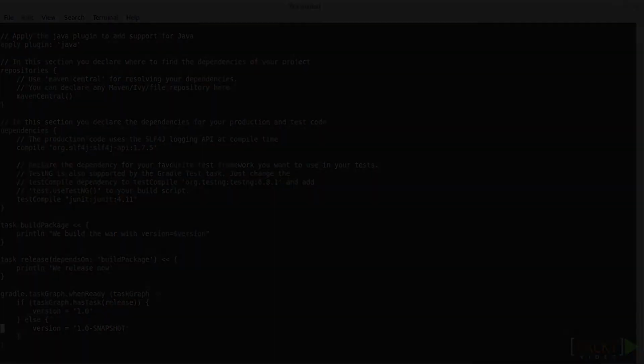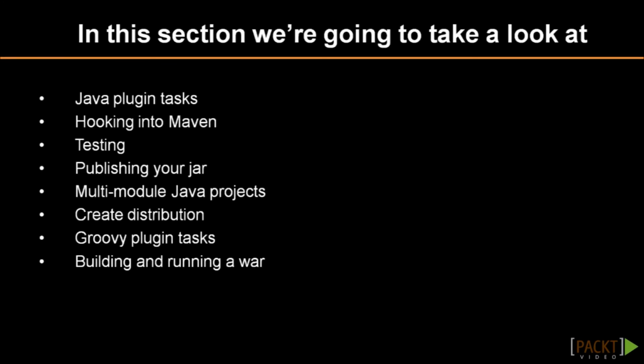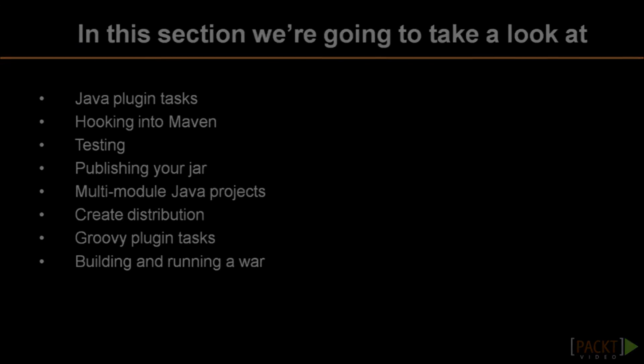In this section, we're going to cover how to build and set up a basic and multi-module Java project. This will publish a .jar artifact. The list of topics that will be covered in this section include Java plugin tasks, hooking into Maven, testing, publishing your jar, multi-module Java projects, creating a distribution, Groovy plugin tasks, and building a war.